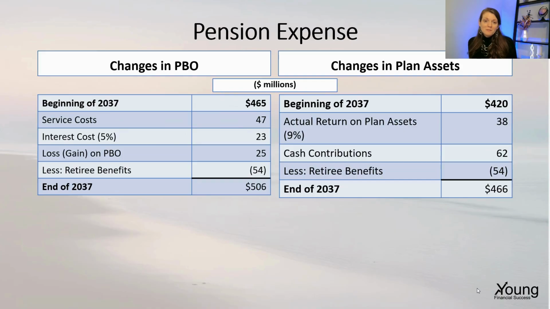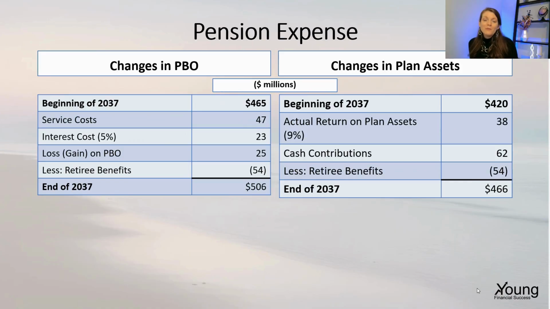If we jump over to the plan assets, here are all the things that affect those accounts. We have the actual return on the plan assets. We said in the last video the actual return was 9% times the 420 million. We projected it was only going to be 8%, but it ended up being 9%. So that gave us 38 million.